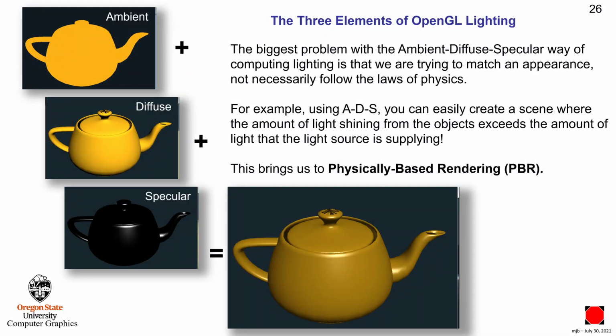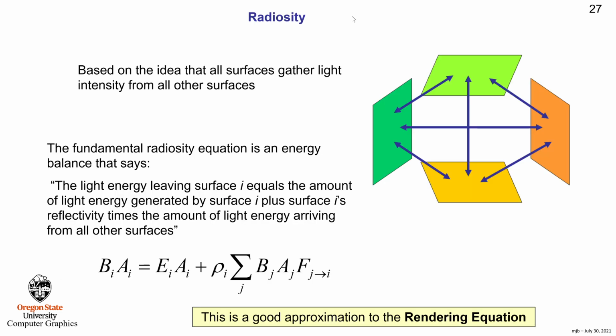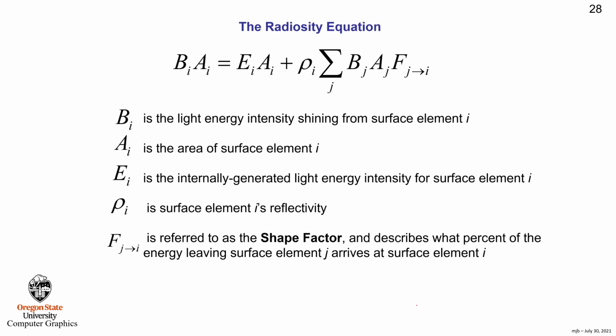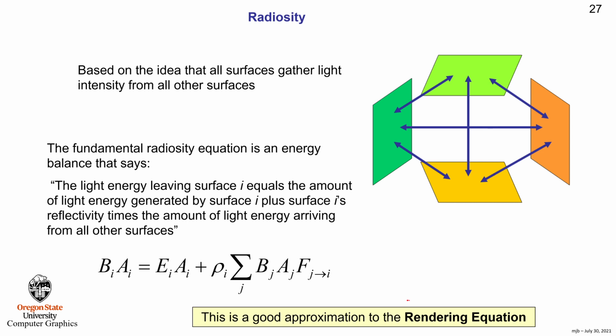Welcome to part two of the rendering video. When we left off, we had talked about physically based rendering without talking about how to do it, just that it's coming up. So one of the first techniques that got developed in physically based rendering was something called radiosity. And the radiosity is actually a good approximation to that rendering equation that we saw before.